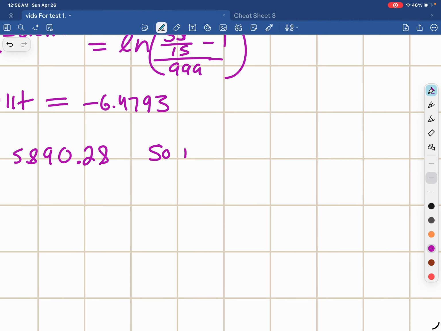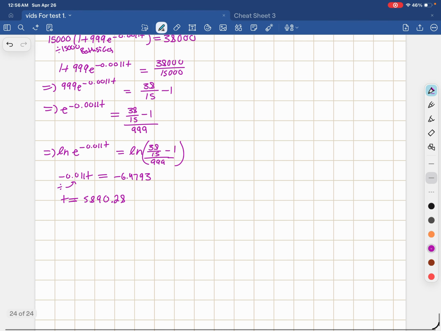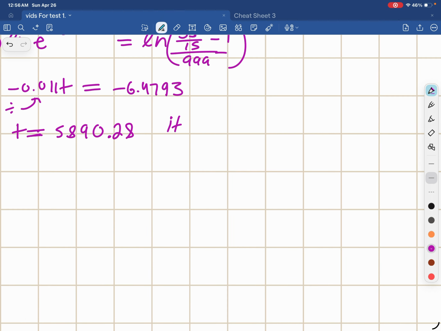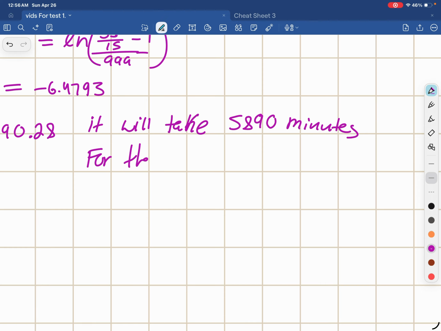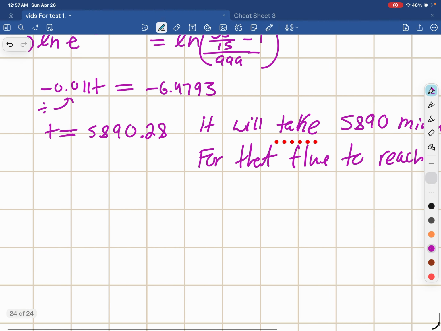So, don't say so it will. We can word it in a better way. We'll say it will take 5,890 minutes for that flu to reach people.